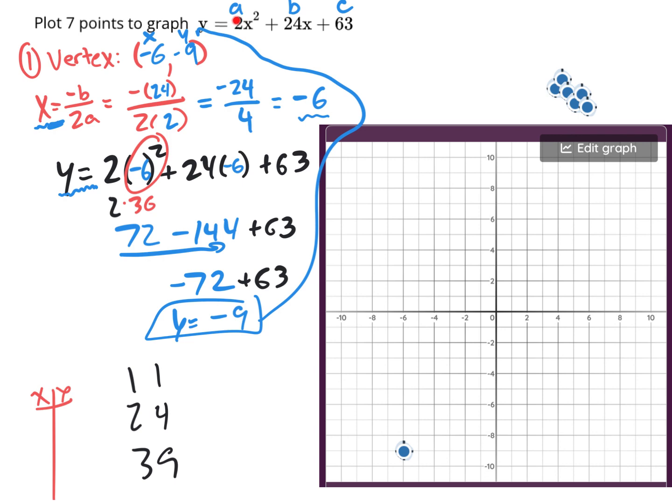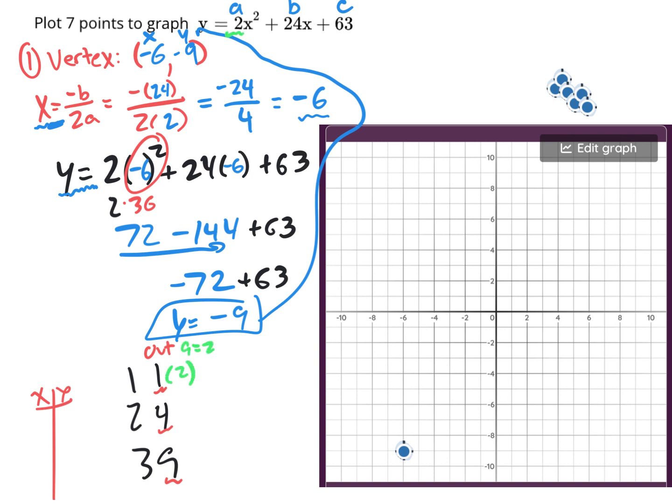If the a value were 1, I could just use a pattern: 1 over 1 up, 2 over 4 up from the vertex, and 3 over 9 up from the vertex. But because the a value is 2, I need to modify the outputs. The 1, the 4, the 9, I need to modify those by multiplying them by this new a value of 2. So the a value is 2.